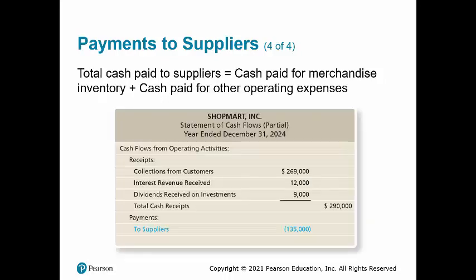So we add together the $21,000 from other operating expenses and the $114,000 for cash paid to suppliers, and we get a total to suppliers of $135,000. Now that would be a subtraction because that is a use of cash.